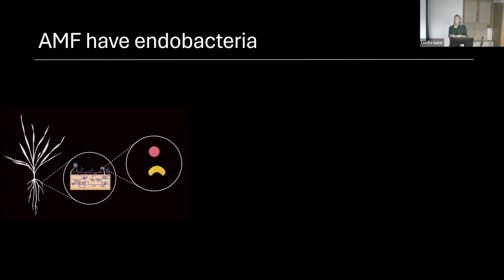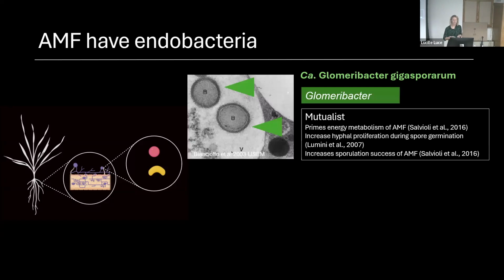Now, besides interacting with bacteria that are associated on the surfaces of their hyphae, AMF host endobacteria as well. So they can host these endobacteria inside their hyphae and inside their spores. To date, two such endobacteria have been studied and described and named as new bacterial species. One of them is called Candidatus Glomeribacter gigasporarum. Candidatus status means you can't culture them. I'm just going to call it Glomeribacter for short.